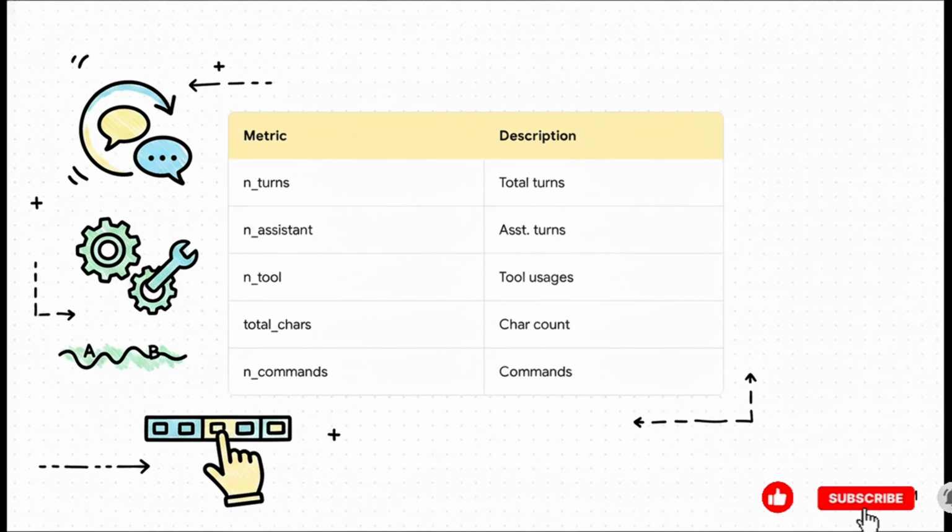Now, what's really interesting about this is looking at the numeric summaries. By checking out simple column metrics, the number of turns, the number of assistant or tool interactions, total characters, and command counts, we instantly gain a robust statistical understanding of how long and complex these agentic trajectories really are on average. It is a brilliant way to profile the dataset's density at a quick glance.